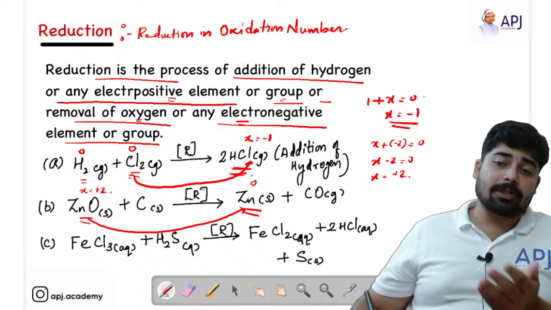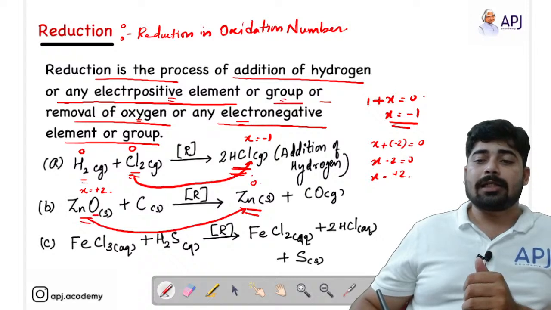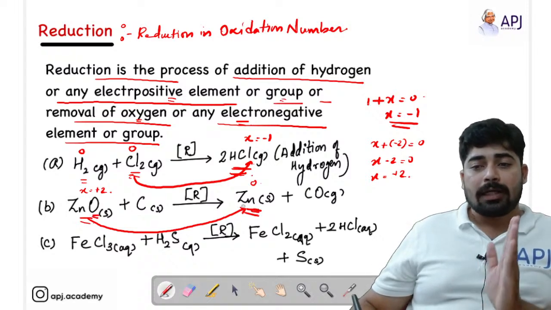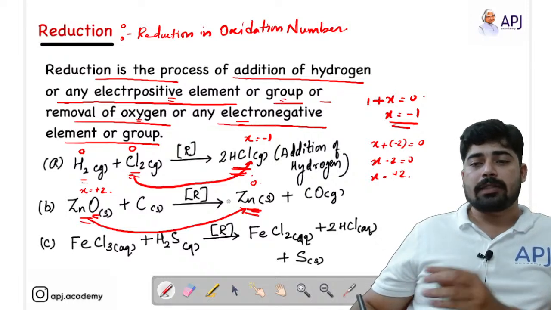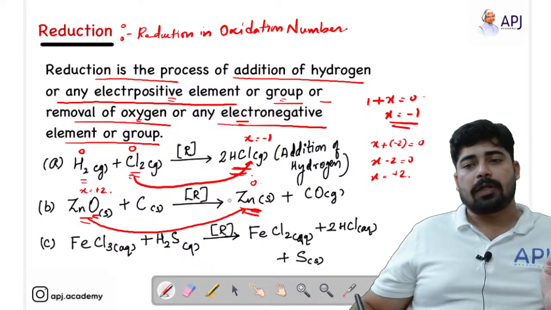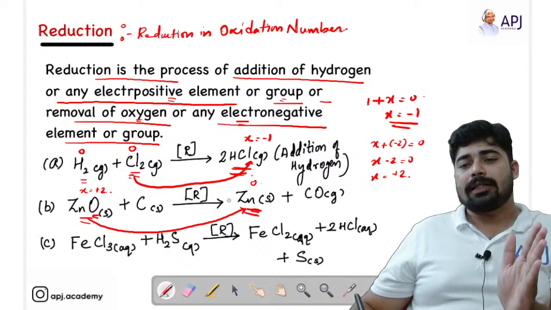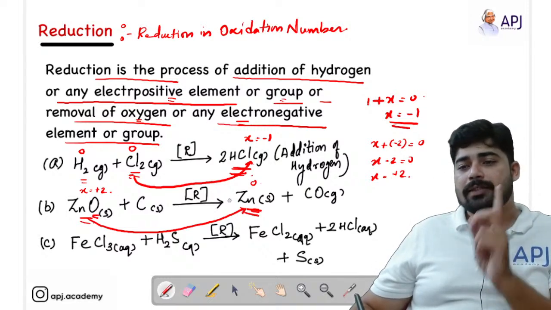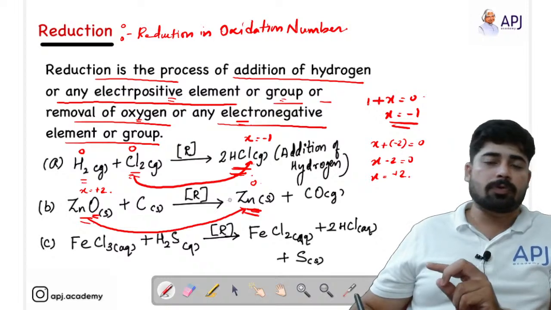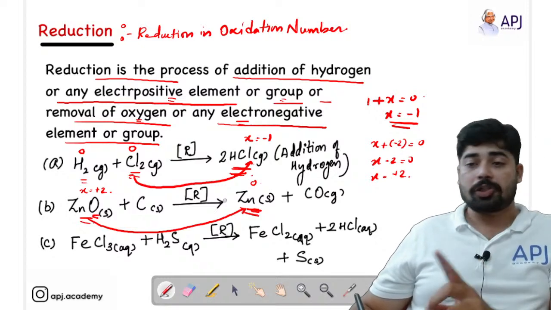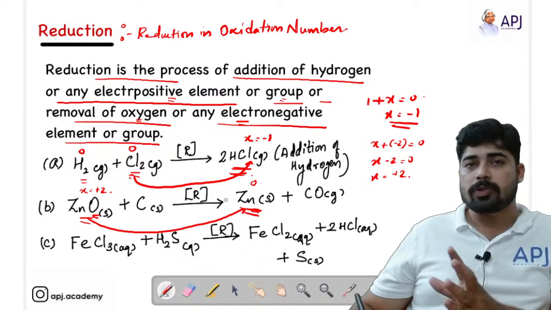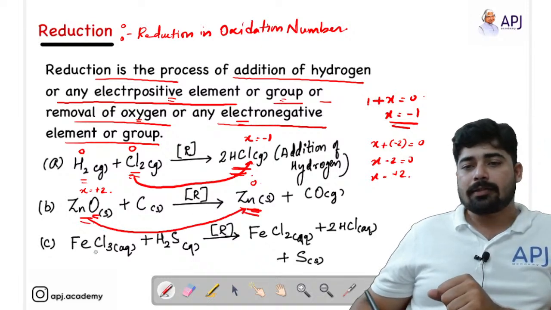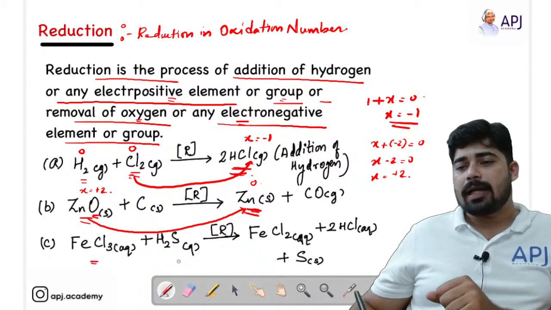Now let's check the reaction. You can see that initially there was oxygen and finally there is no oxygen. That means the removal of oxygen has taken place. If you are removing oxygen from a particular element, then the oxidation number of that element decreases, and we can say that it has undergone the process called reduction. Now you can see in the last case, FeCl3 and H2S.